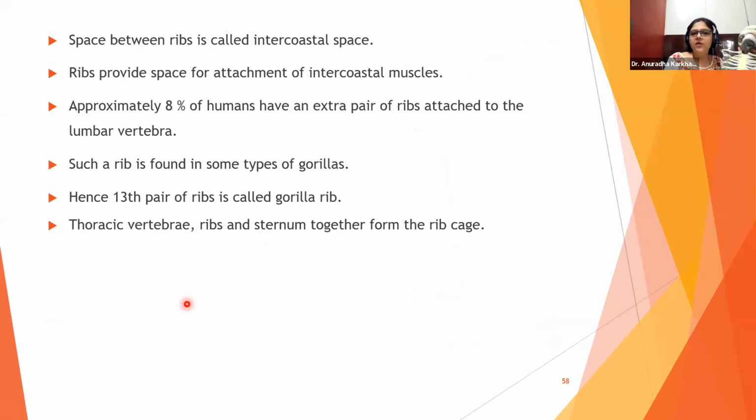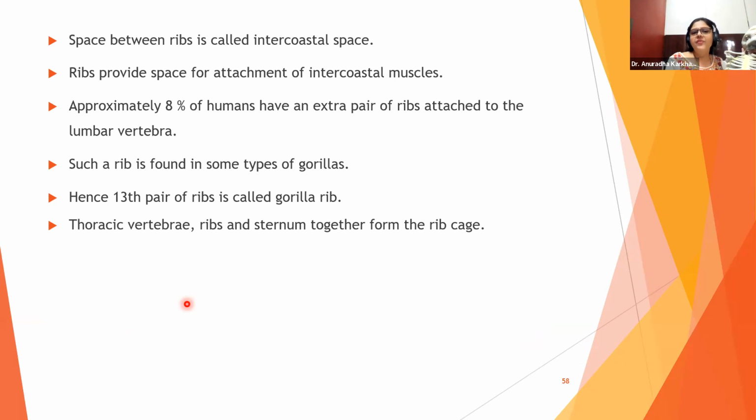Space between the ribs is called as intercostal space. Ribs provide space for attachment of the intercostal muscles. So we have already seen how the IICM and EICM are going to be held. My hand is now inserted from inside, child, can you see it? So something like this is where the intercostal muscles are going to be placed. We have seen them, EICM and IICM.